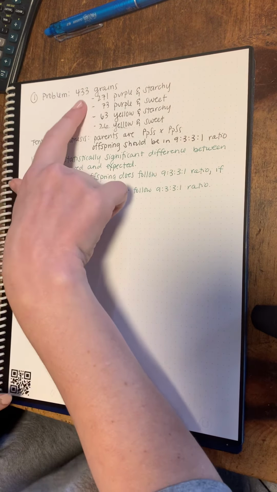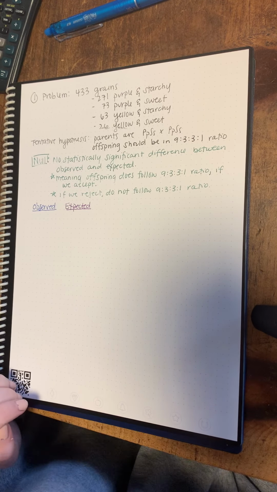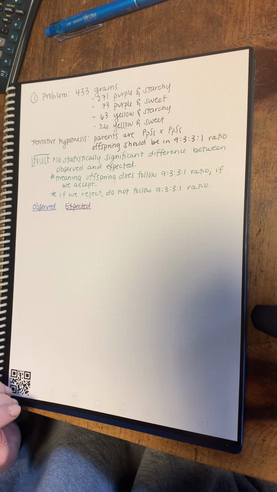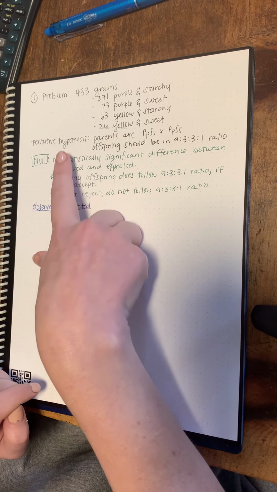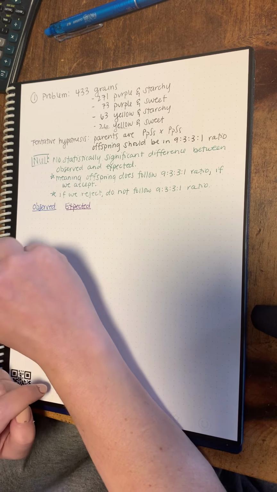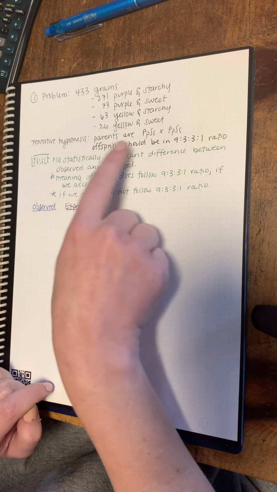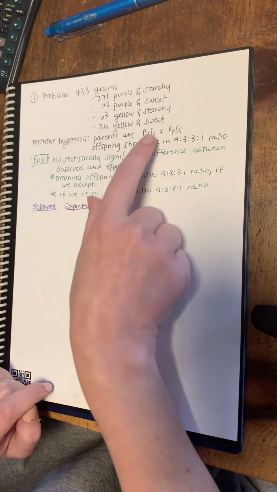We have 433 grains of this corn, and it gives us some numbers of what we had when we counted them. Our tentative hypothesis, in other words our experimental hypothesis, is that these parents are heterozygous for both traits. If they are heterozygous for both traits, then their offspring should be in a 9:3:3:1 ratio. So our question is, did we find a 9:3:3:1 ratio to support our hypothesis?